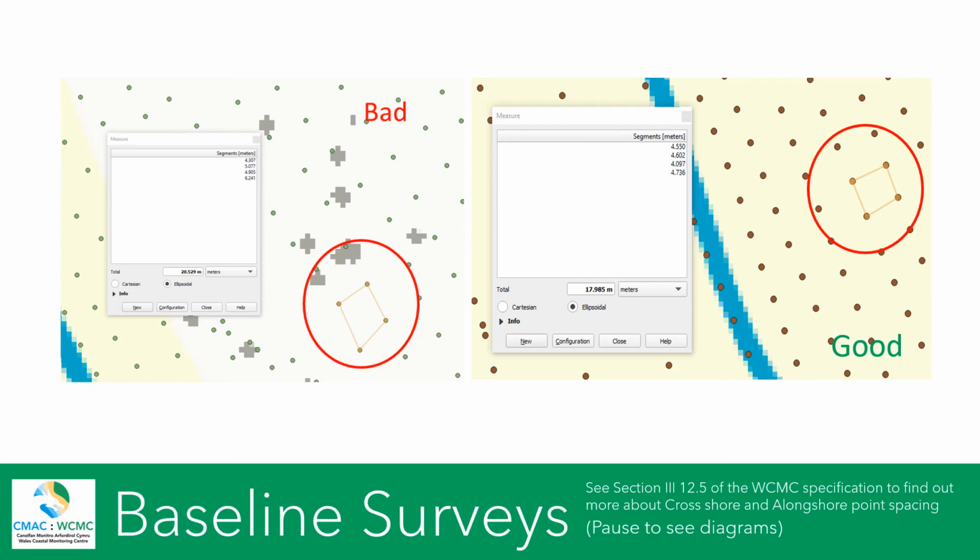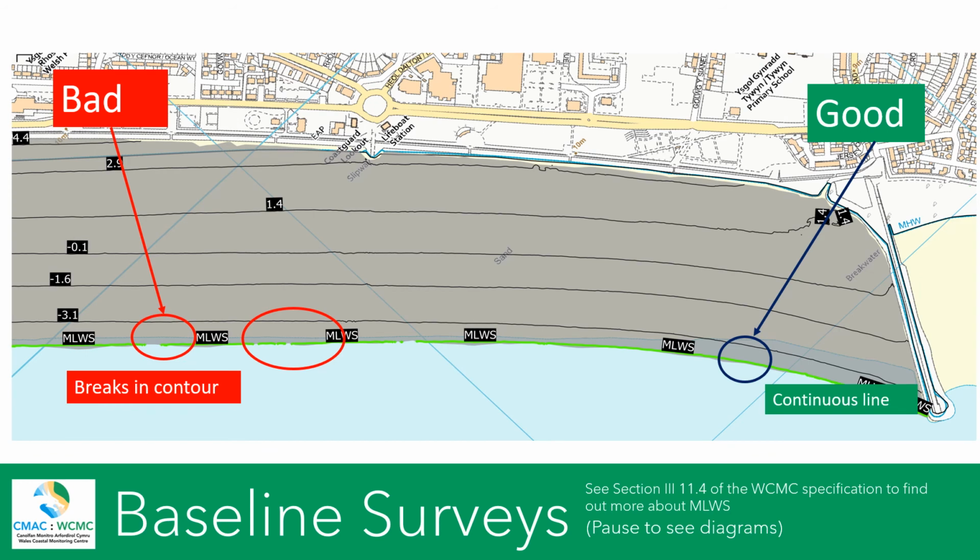The same cross-shore spacing pattern used in profile surveys also applies here. We aim to capture a continuous alongshore line beyond the minimum seaward boundary defined as the mean low water spring depth.